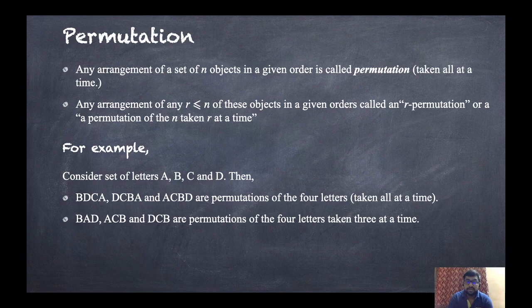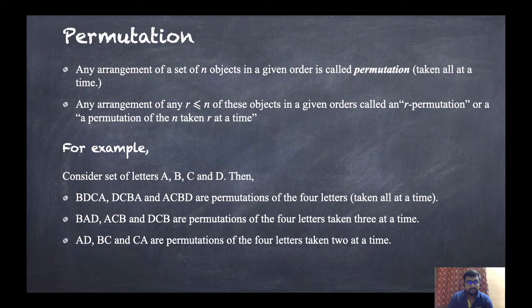Next, BAD, ACB and DCB are permutations of the four letters taken three at a time. Next, AD, BC and CA are permutations of the four letters taken two at a time.